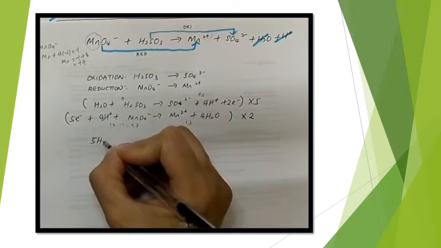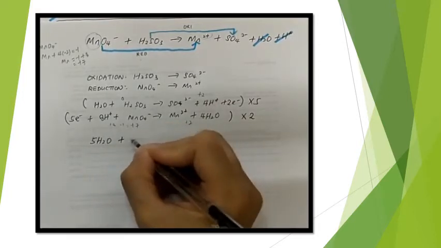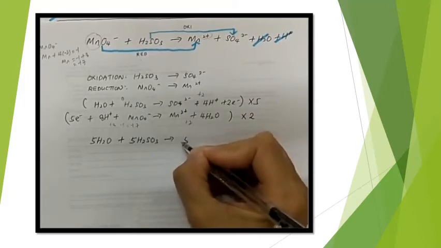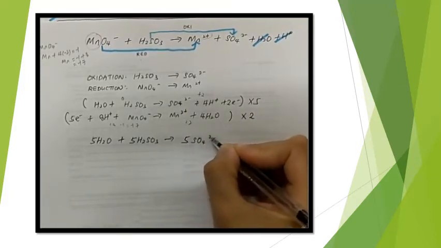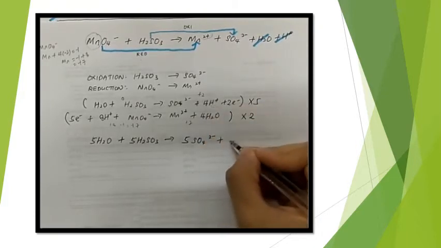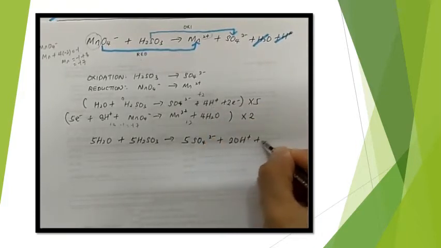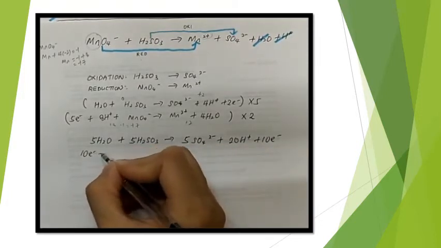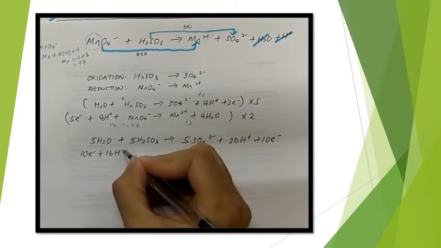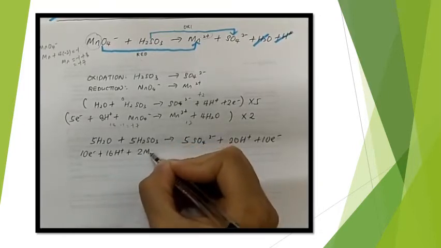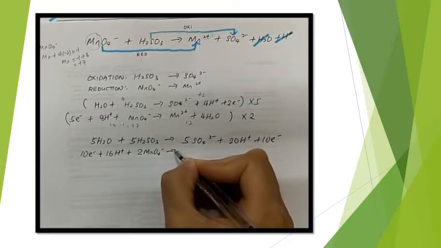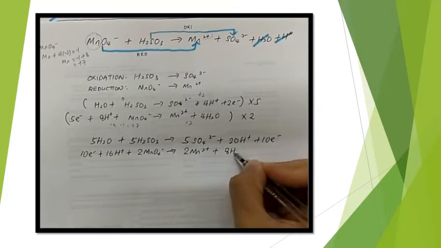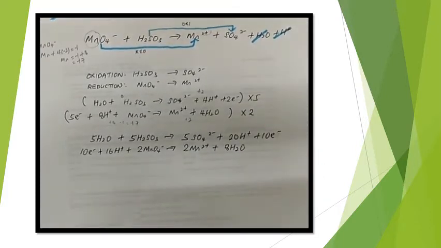5 H2O plus 5 H2SO3 form 5 SO4 2 negative plus 5 times 4, 20 H plus, then plus 10 electron. Same for here, times 2, 10 electron plus 16 H plus, and then plus 2 MnO4 negative, then form 2 Mn2 plus 8 H2O. Okay, now we check.